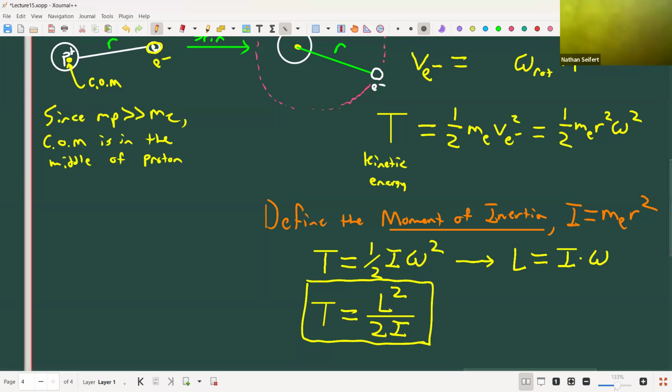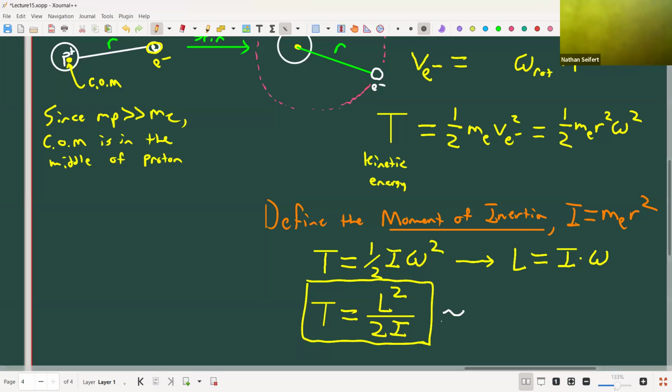This looks, in linear terms, like p squared, the linear momentum, divided by 2 times the mass of the system. So the moment of inertia, in some sense, is what we call the rotational mass or the inertial mass of the system. It's just some effective mass, which has something to do with the actual mass of the system plus its distance.